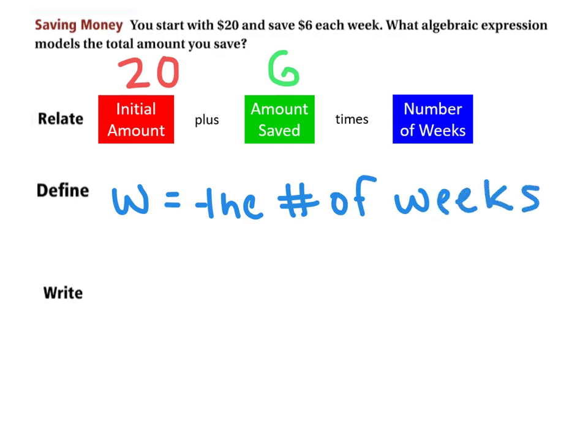So now we can relate all of these expressions to say 20 plus 6W. And this would be our algebraic expression.